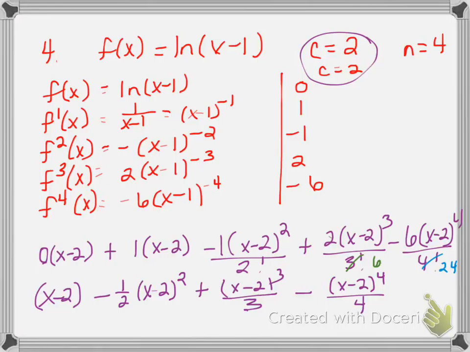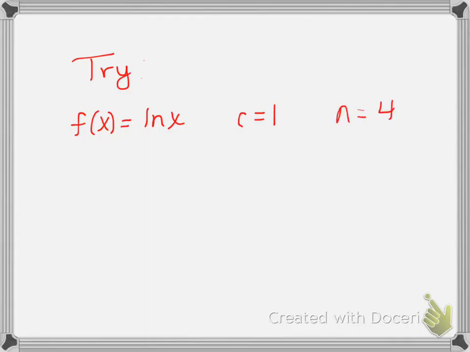Alright. I've got one more example, but I'm going to give you a try problem before I give you the example. We'll let f of x equals natural log of x. We'll let it center around c equals 1 and let n equals 4. Whenever we do this, it'll have an x minus 1 in it.